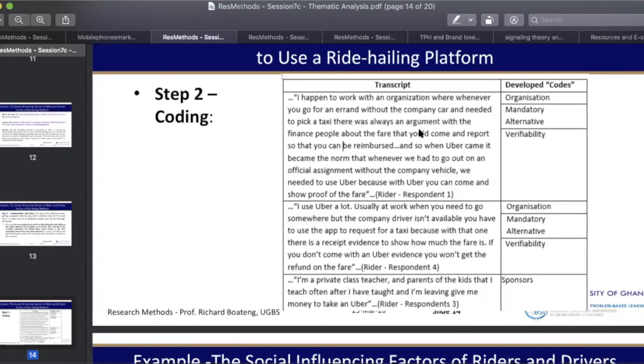Look at what you are seeing, the multiple codes you can see here: organization, mandatory, alternative, verifiability. So those are the codes he developed. Okay, now this has nothing to do with the social influencing factor theory.